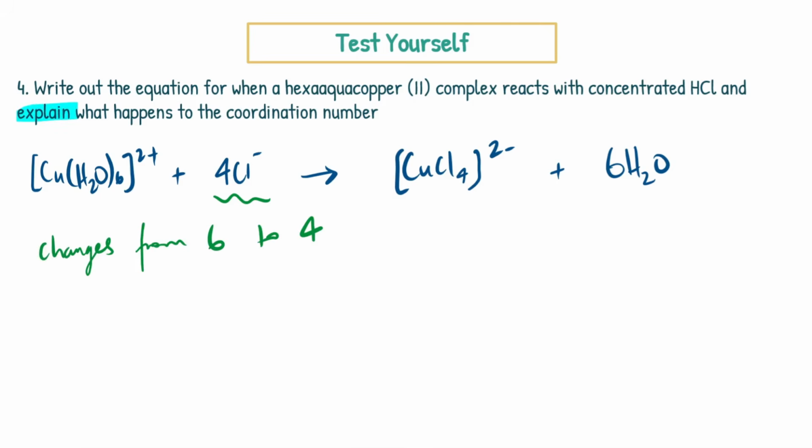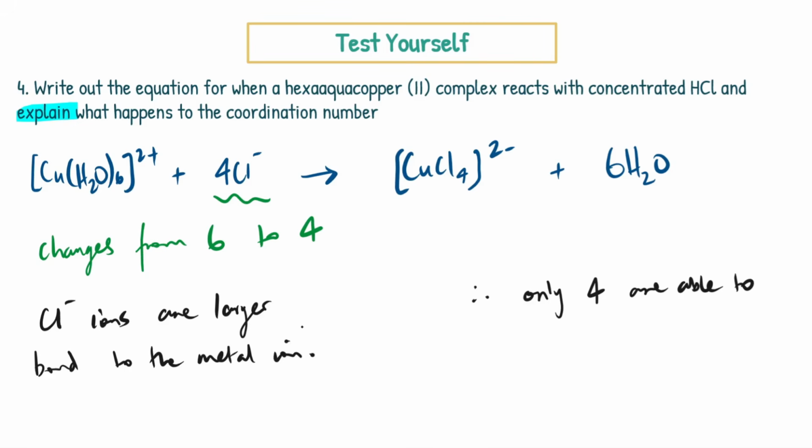And we have to explain it, okay? Explain is our command word. This just describes it. We're just changing it from 6 to 4. Why is that the case? It's because chloride ions are larger, okay? And that is why only 4 are able to fit around the central metal ion. All right, that would be our answer there.